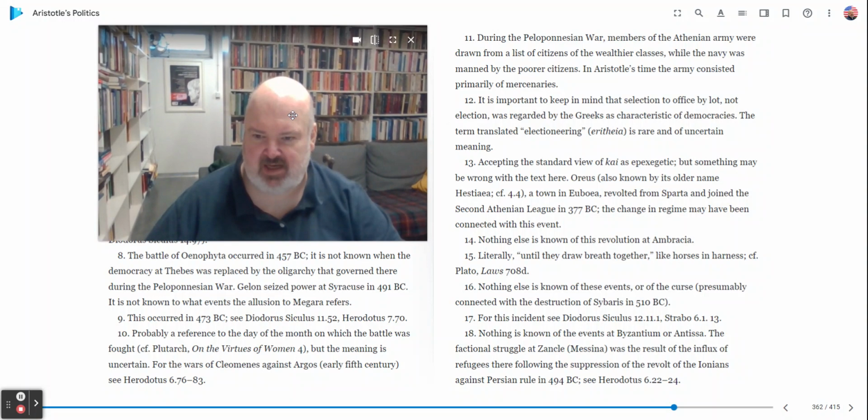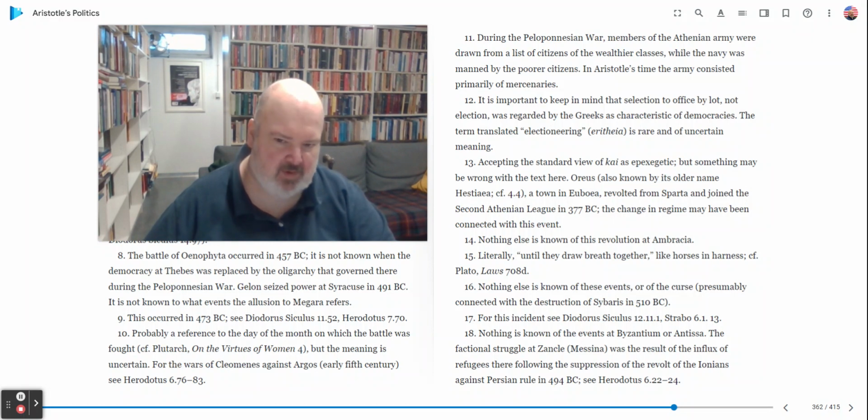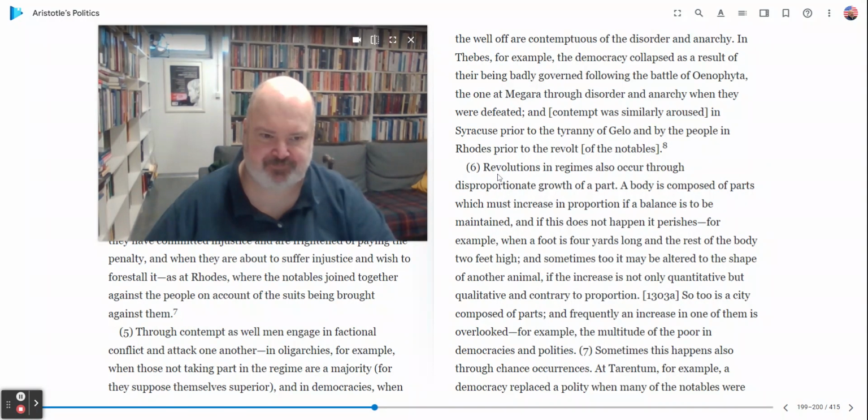Now, here are some notes. The Battle of Oenophyta, 457. It's not known whether the democracy of Thebes was replaced by an oligarchy that governed there during the Peloponnesian War. And Gelon seized power in Syracuse in 491. It is not known what event at Megara is talked about. These are Lord's notes on this.